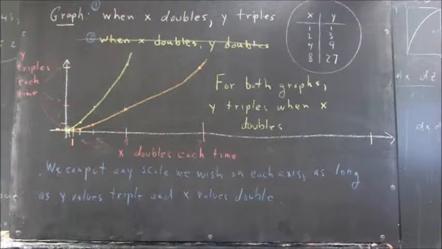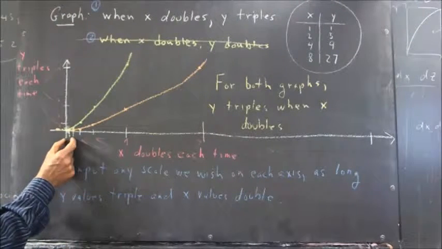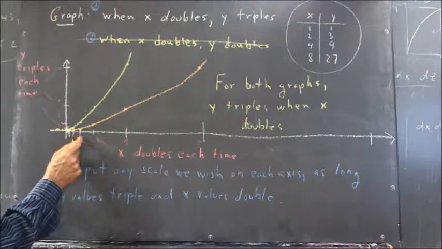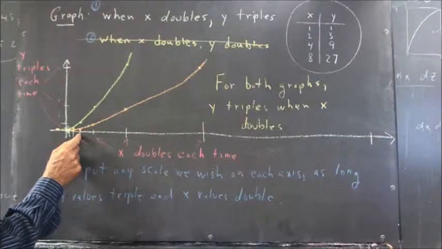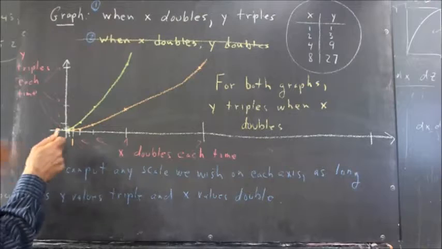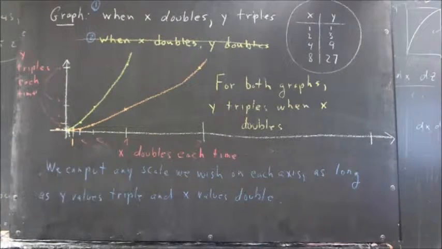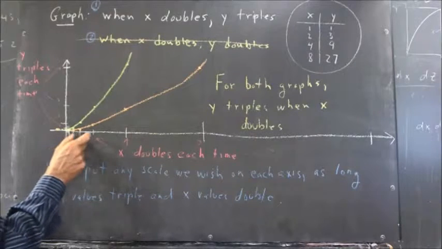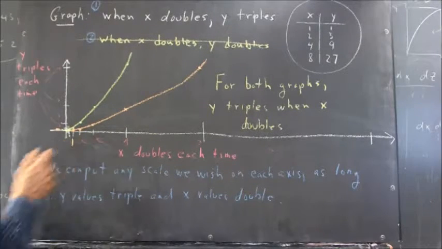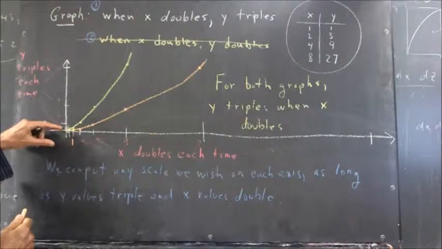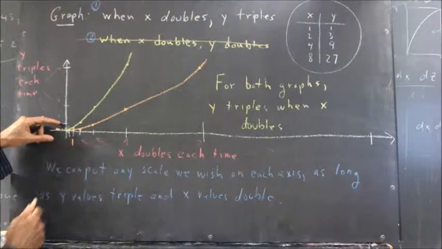Now, we want y to triple when x doubles. How are we going to do that? Well, here's our x value. If we double it, that's going to be the next x value. Here, x is doubled, and now the tripled value of y is here. So we have a point up here. Then if we double x again, we go from here out to here. That doubles x, and we want to triple this y value, which gives us this y value.